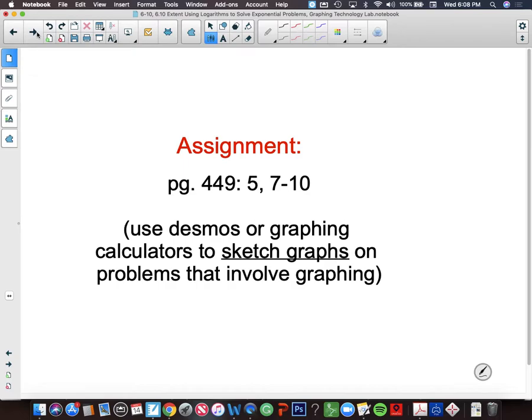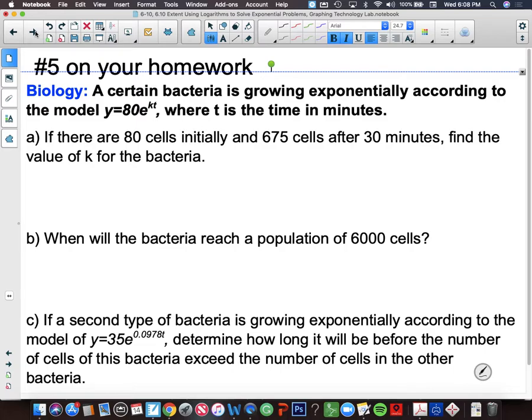Okay? So looking at number 5, that is this. So I would write this down on notebook paper. That way you can just copy this down and have it done as one of your problems. Okay, so we're given a bacteria. It's growing exponentially according to that model. T is the time in minutes. If there are 80 cells initially, 675 cells after 30 minutes, find the value of k for the bacteria. So that's just like the first problem that we did.